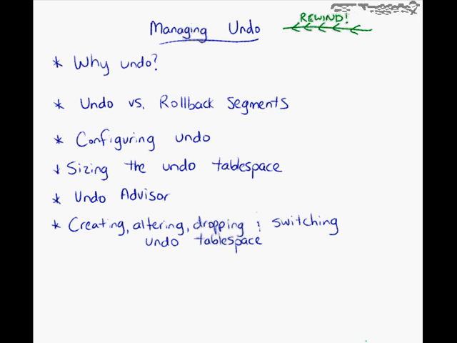Wrapping up this nugget, we already talked about why we'd want to use undo and looked at the difference between undo versus rollback segments, as well as configuring your undo table space and sizing it appropriately. And hopefully if you utilize your Enterprise Manager, you take advantage of this undo advisor as well. You should feel pretty comfortable creating your undo table spaces, as well as altering, dropping, and switching them out.